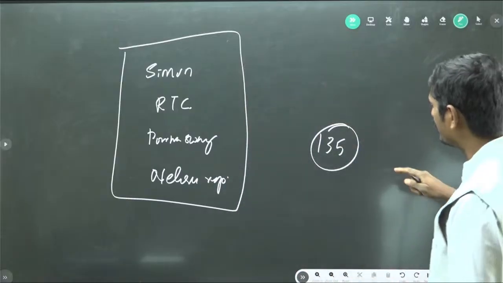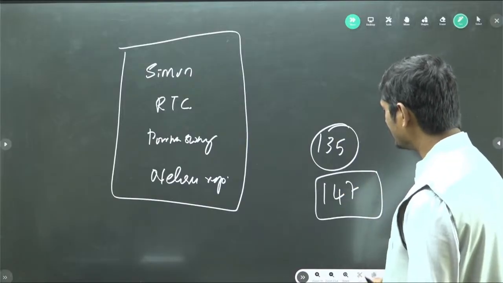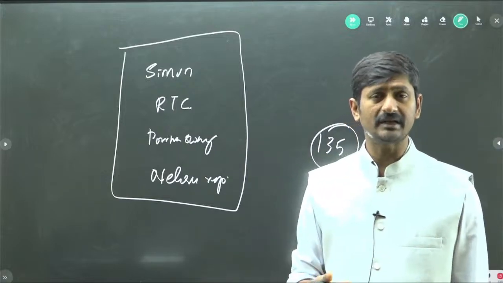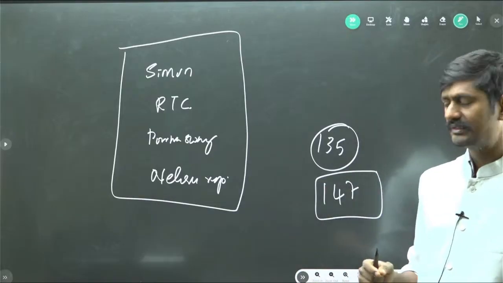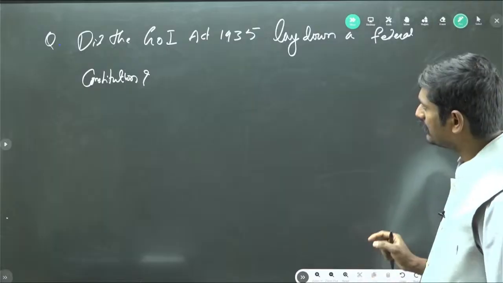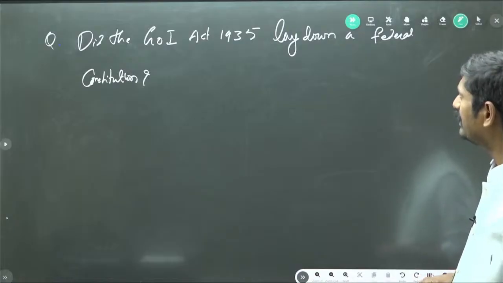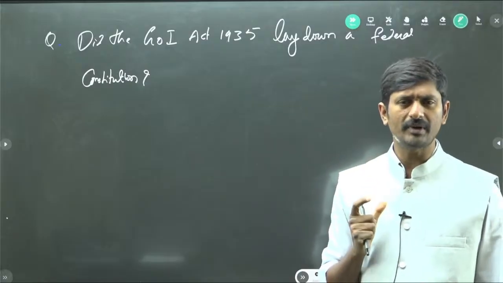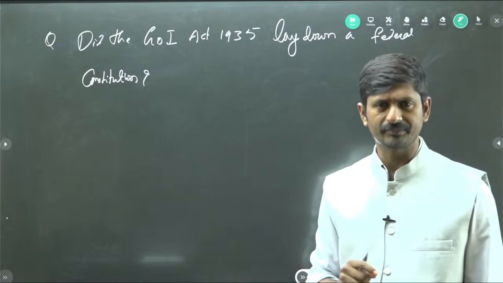So, that is how we are able to see the relevance. Even Article 147 of the constitution mentions laws such as the Government of India Act of 1947, that is, the Indian Independence Act of 1947, as well as the Government of India Act of 1935, right. So, in this scenario, we need to understand how to answer this particular question: Did the Government of India Act of 1935 lay down a federal constitution? The examiner wants to know your understanding of the Act with respect to federal features as well as unitary features, okay, right.